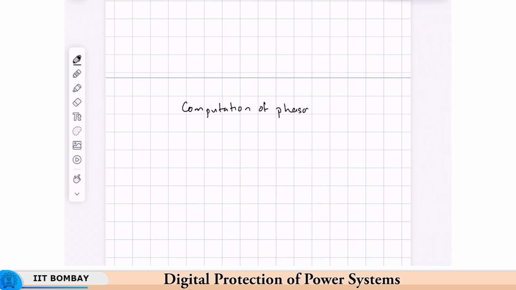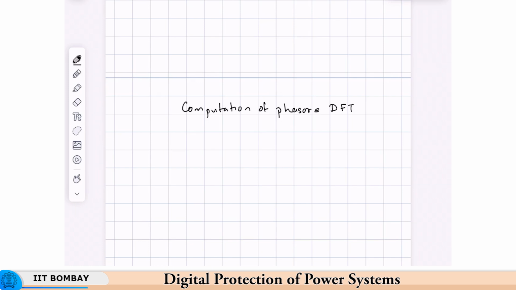This is what we are getting into, the discussion on DFT, because we need to calculate the phasors from the samples that are made available to the relay, and then from the phasor we need to take the relaying decision. So this is actually the heart of computation for numerical relaying. So we will now look at it.